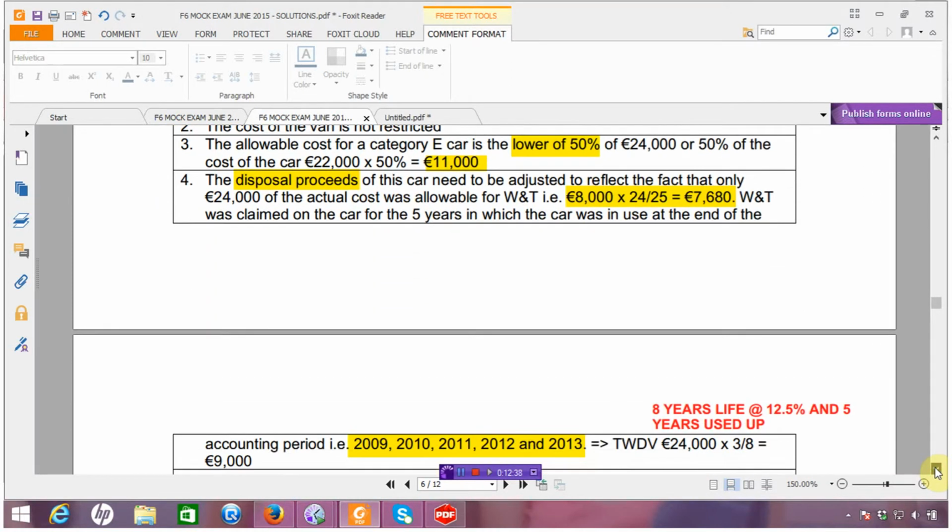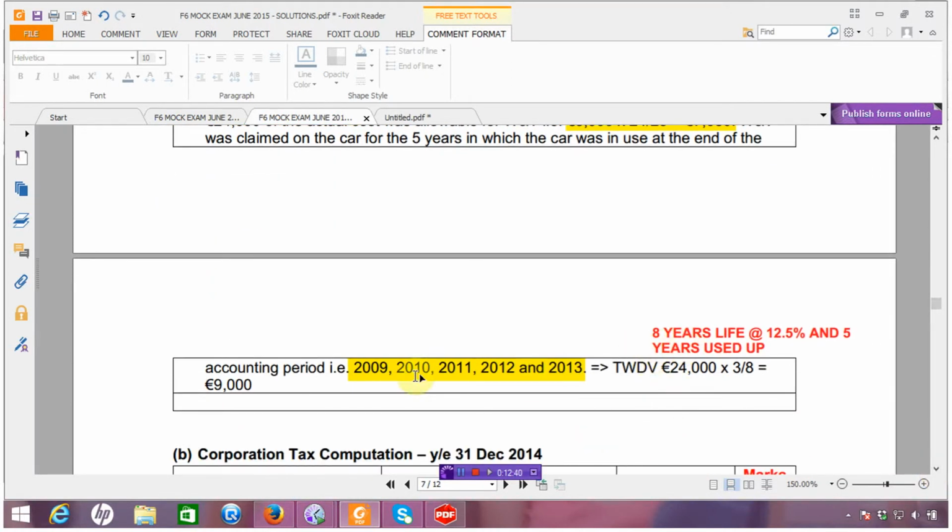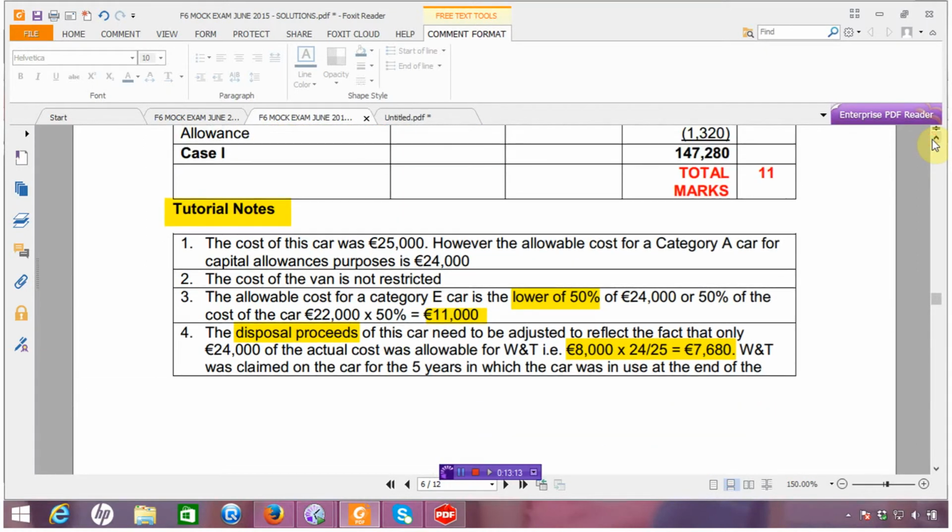that 3/8 figure that is here. Basically what we had is a car that had, in effect, an 8-year life, because if we're allowing CAs at 12.5% over 8 years, that's effectively 100%. So if 5 of the years have gone, that means 3 of the years are left. So what they're saying is, if this is the value that's ingoing, if you depreciated 5 years' worth, then you have 3/8, or 3 years over 8 years, left of the tax written down value. Okay, so that's where that 3/8 comes from.